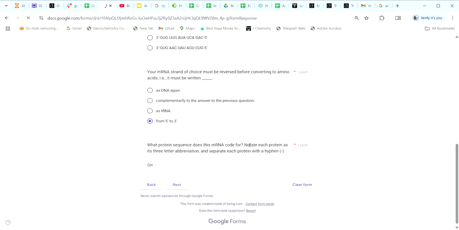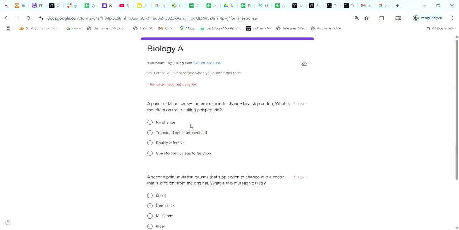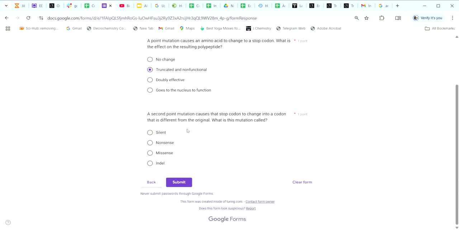I go to next. A point mutation causes an amino acid to change to a stop codon. What is the effect on the resulting polypeptide? No change, truncated non-functional, goes to nucleus. I think truncated and non-functional. A second point mutation causes that stop codon to change into a codon that is different from the original. What is this mutation called? Silent, nonsense, missense. Missense.